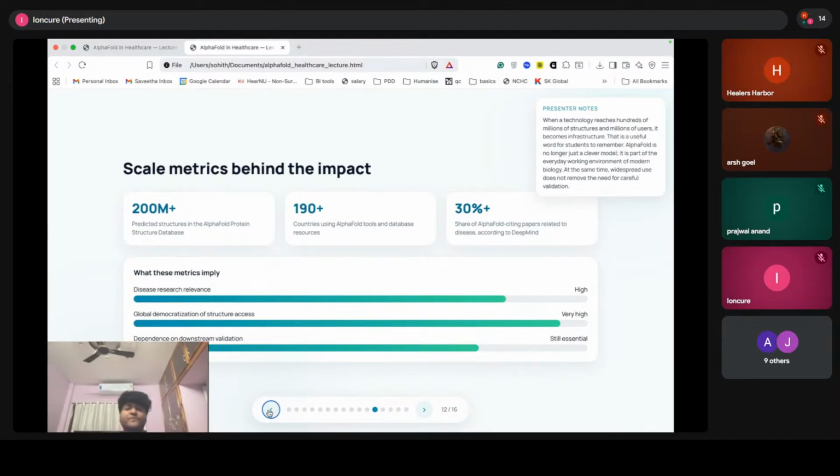So as I said, 190 countries, 200 million plus structures, and 30% plus share of AlphaFold citing papers are related to disease according to DeepMind. And what this metric implies is a very high global democratization of structure access, because there are many under-resourced labs that cannot perform X-ray crystallography, NMR or cryo-EM to get the structure, so it democratizes structure access. And the second is that disease research relevance has become very high recently, and dependence on downstream validation is still essential from these metrics.